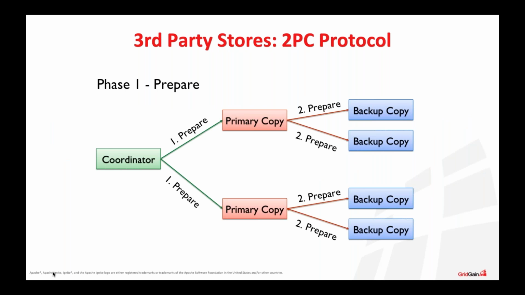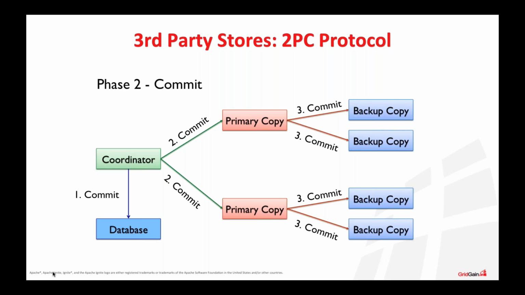As far as the 2PC protocol is concerned, remember we have the prepare stage and the commit stage. So the coordinator will have to write the transactional changes to the database before it sends the commit. We can't tell whether the database had committed or not. So what we do is ensure that the operation is applied first to the database system. That is our single source of truth, if you like. And then subsequently, we apply the commits to the primary and the backup copies.